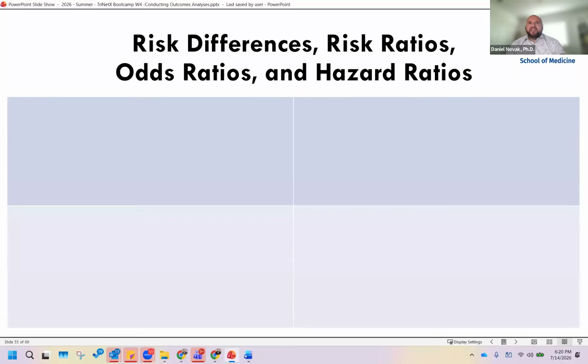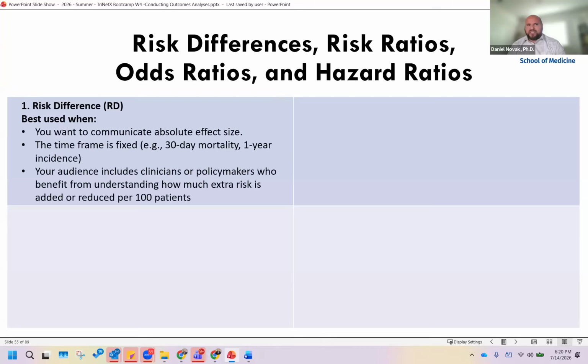Okay. That is a review of our propensity score matching. We're going to jump ahead now to risk differences, risk ratios, odds ratios, and hazard ratios. Now, why? Because these are pretty fundamental statistical concepts that we're going to encounter throughout TriNetX, and people often don't fully understand what they mean, so they use them in weird ways. So let's talk about this.